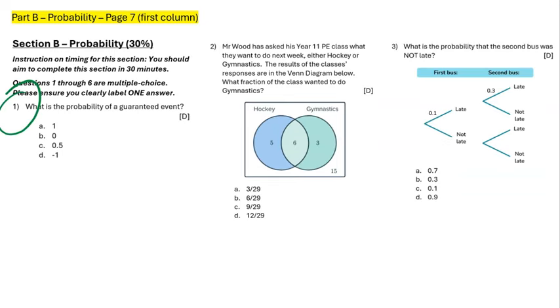So let's get into question number one. Question number one's first. What is the probability of a guaranteed event? A guaranteed event means it's certain it's going to happen, 100% of the time it'll happen. So that means it's going to be option A.